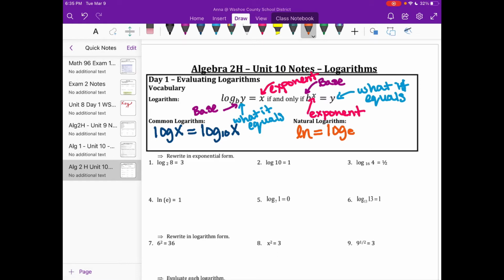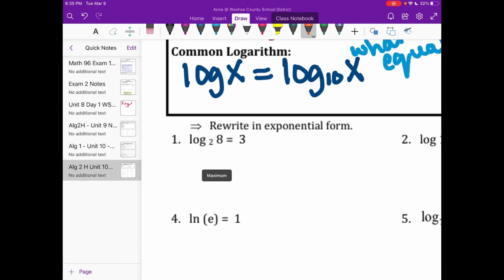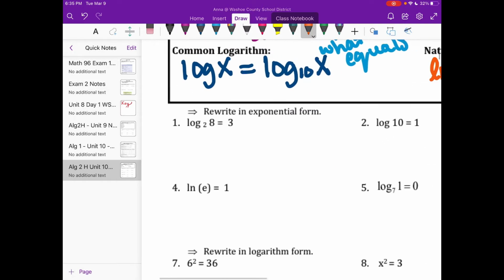All right, so let's try to rewrite some of these logs in exponential form. So, number one, remember that the tiny thing is your base. So I see that I have a base of 2. Base stays base, so we are going to keep that as our base, our first number. Then my other two switch places. I think Mrs. Rooker calls this the loop-de-loop. So the 3 is going to go on the other side with the 2. It is going to be our exponent. And the 8 is going to be on the outside. That's going to be our what it equals. And 2 to the third is 8, so hopefully that makes sense.